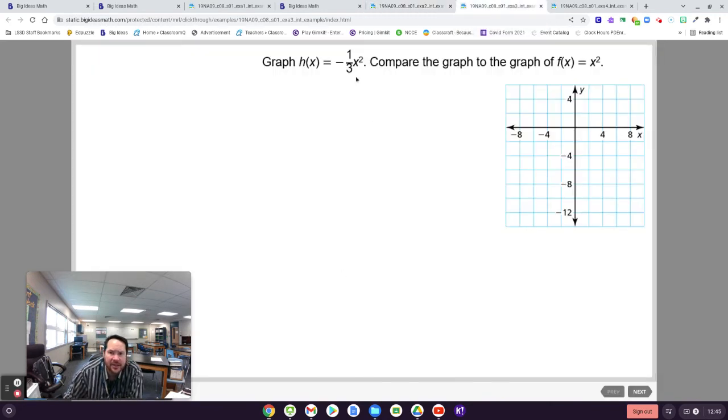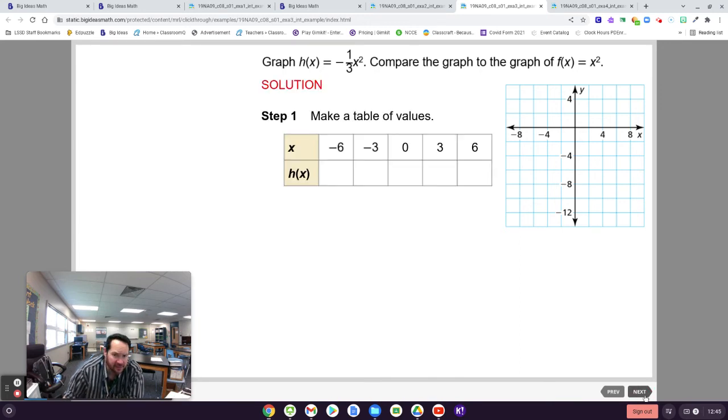All right, so this one, this negative 1/3, is not only going to flip the graph over to make an upside down U shape, but the 1/3 part, is that going to make it narrower or wider? Yeah, the 1/3 is going to make it wider. It flattens it out. So the negative 1/3 x squared is going to be flatter and upside down.